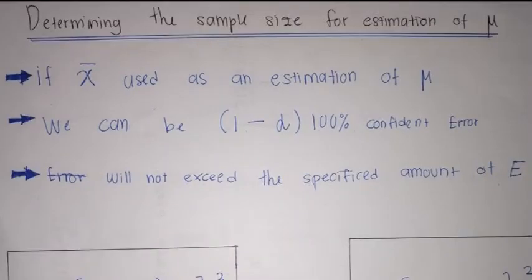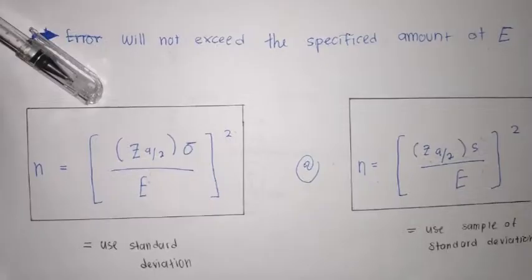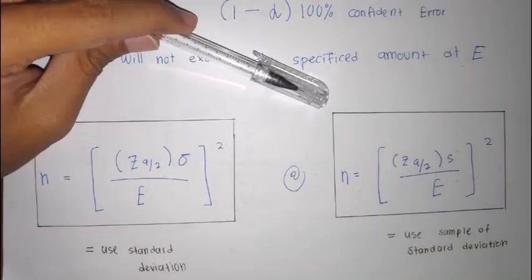Determining the sample size for estimation of mu. If the sample mean is used as an estimate of mu, we can be (1 minus alpha) multiplied by 100% confident that the error will not exceed the specified amount E, which is the maximum error. There are two formulas that we can use to determine the sample size. The first formula uses the standard deviation, and the second formula uses the sample standard deviation.